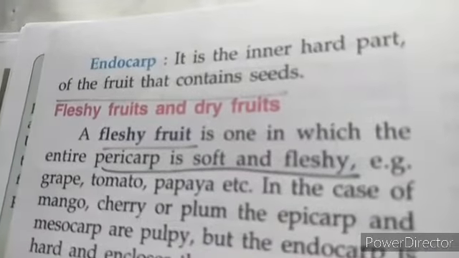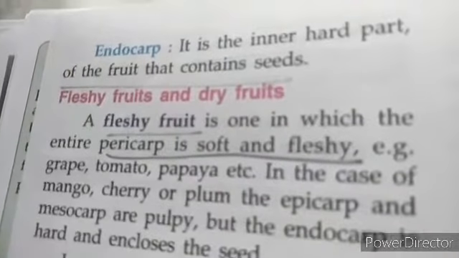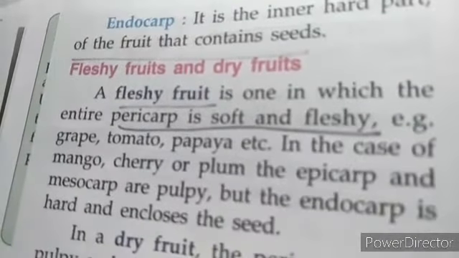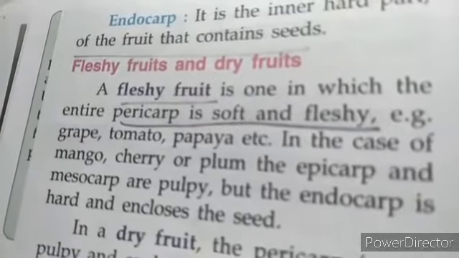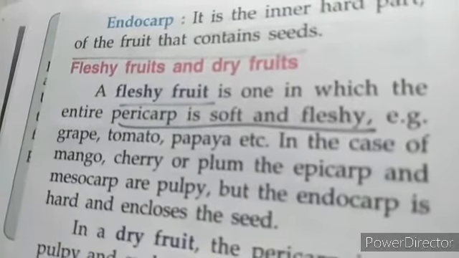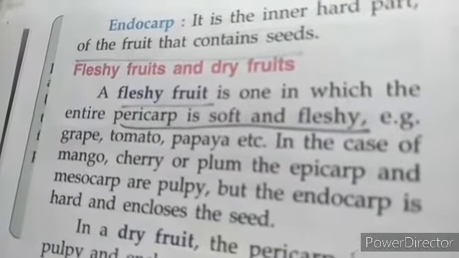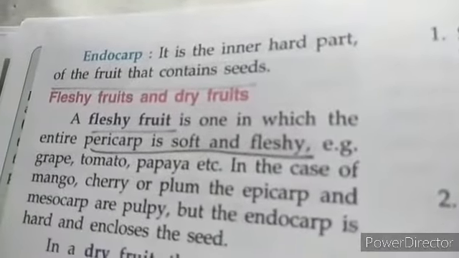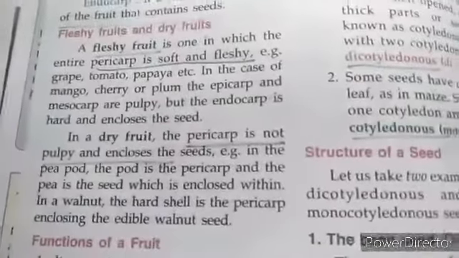Okay, so we came to know the fruit is made up of two parts, pericarp and then the seed within. The pericarp is also divided into three parts: the epicarp right on the outside, the peel of the fruit we can say, then in between the fleshy and sweet part which is the mesocarp, which is also the edible part in most of the fruits, and then the endocarp, the innermost hard part, which contains the seed. I hope it's clear by now. Then we go further. Fleshy fruits and dry fruits.